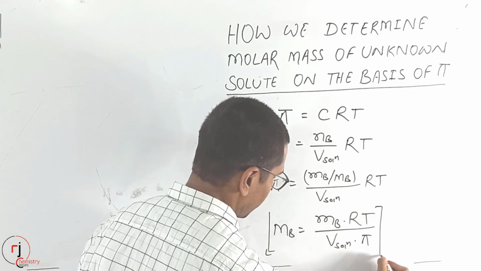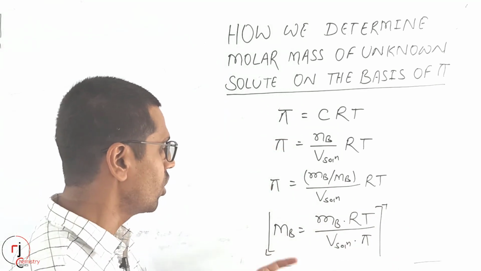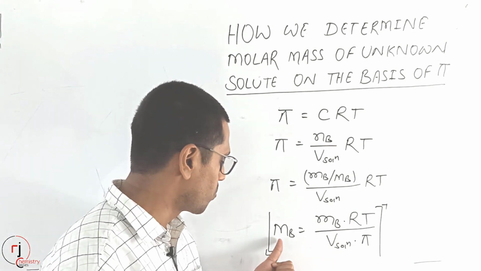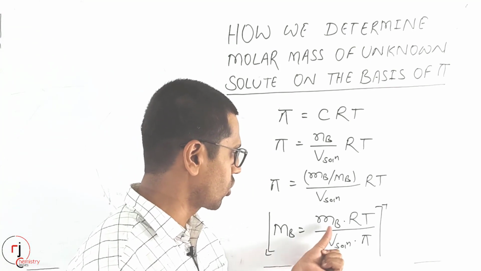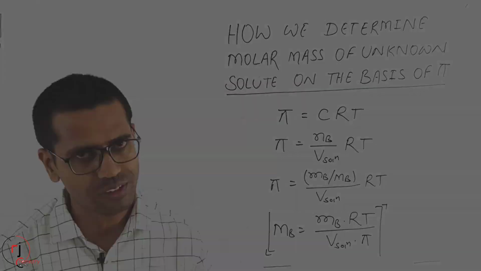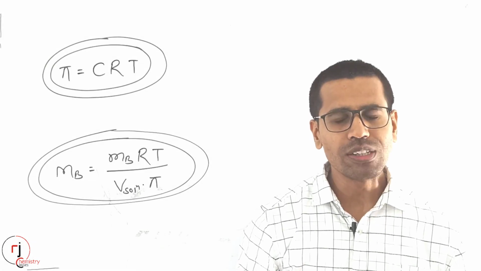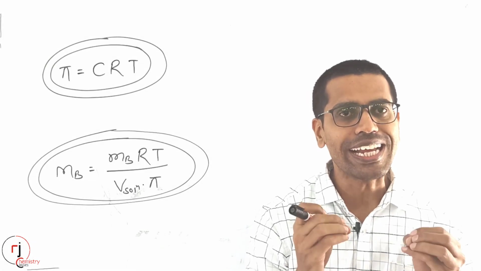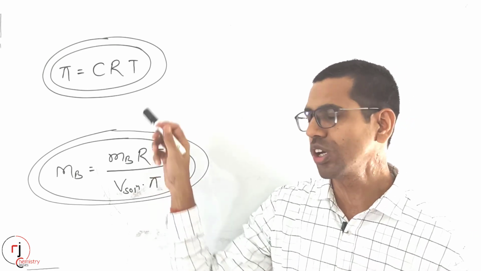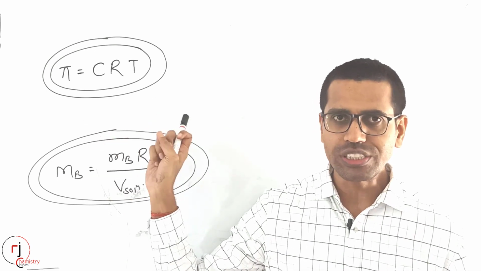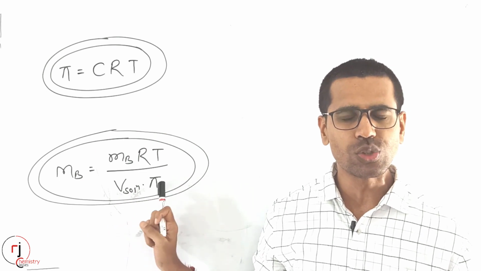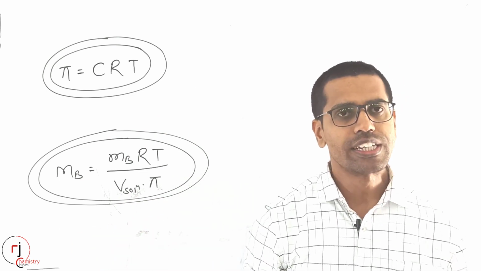So you have to learn this formula, and you must remember it: molar mass of unknown solute equals mass of solute into R into T divided by volume of solution into pi. All the problems based upon osmotic pressure in any level of examination can be solved by knowing these two formulas only: pi equals CRT, and molar mass of unknown solute equals mass of solute into R into T divided by volume of solution into pi.